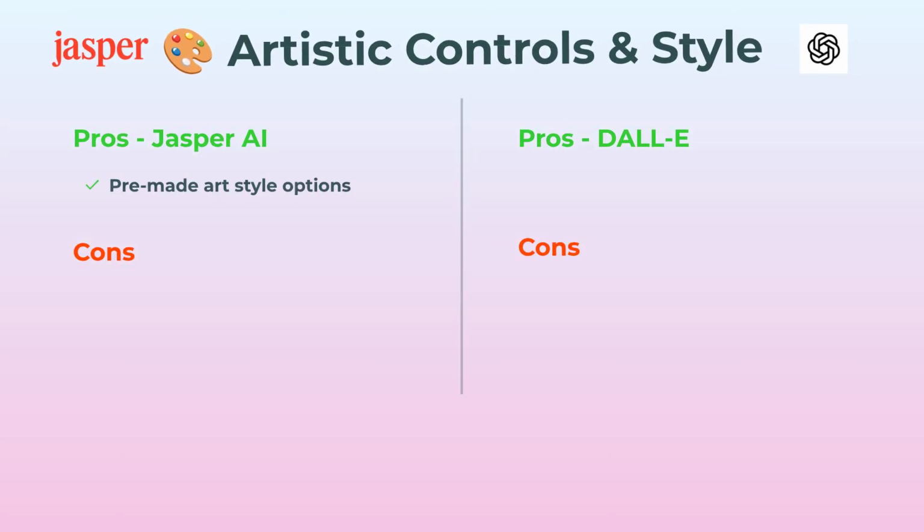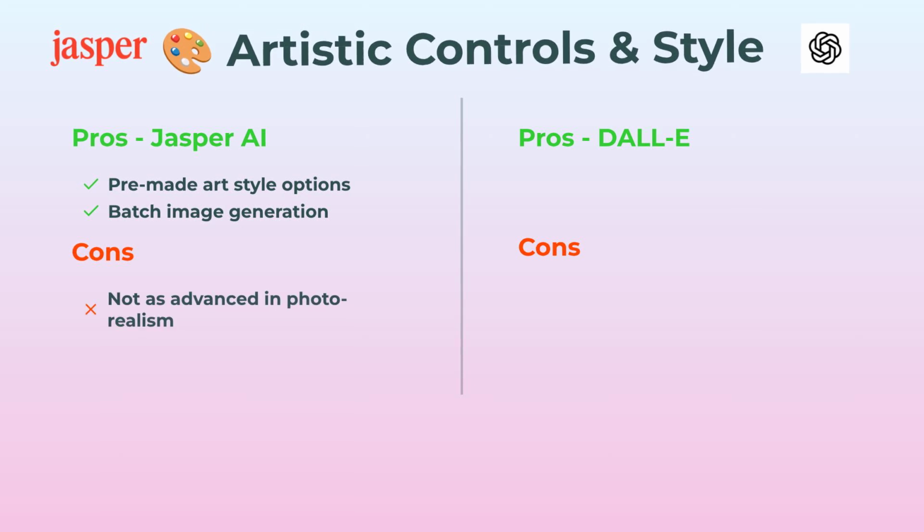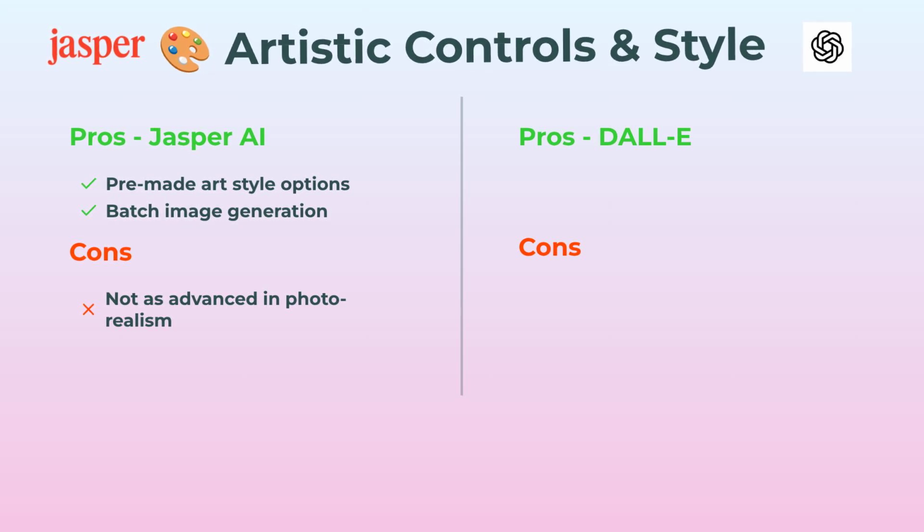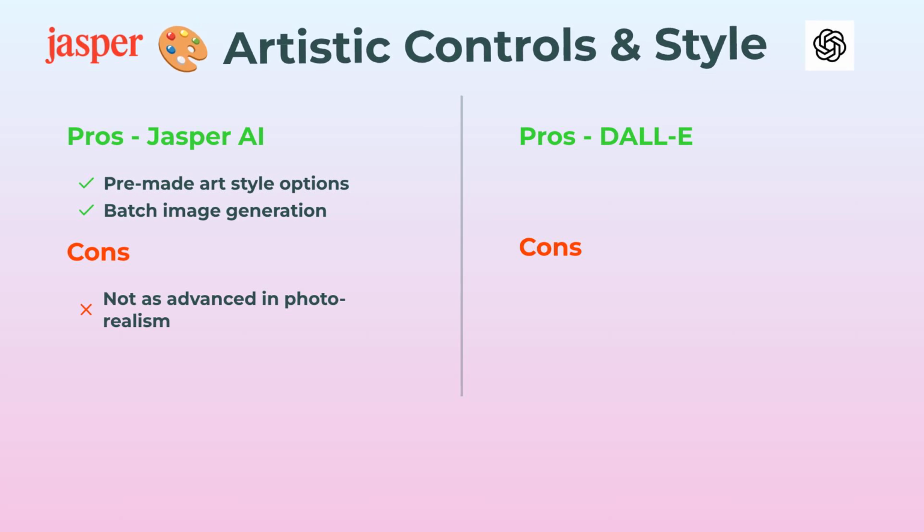Moving on, artistic controls and style. Jasper comes in swinging here. Pre-made art styles? Yep. Want to make a bunch of images at once? Batch generation is a thing. The downside, though, it doesn't nail super photorealism like, say, an art gallery piece.